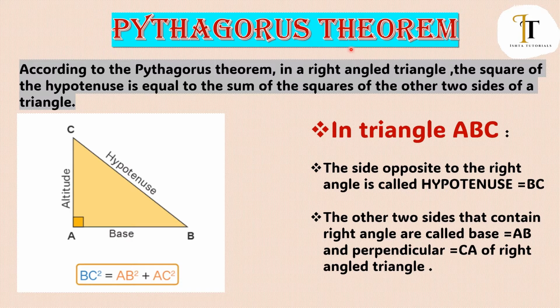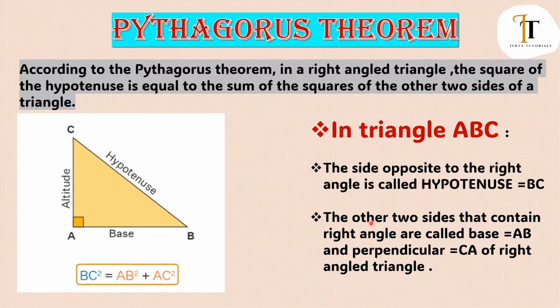Pythagoras theorem. So students, it's a very important theorem from the exam point of view. So please listen and understand it carefully. Now in triangle ABC, we can see that one angle should be 90 degrees. Why is it so? Because only then can we apply the Pythagoras theorem. So the side opposite to the 90 degree angle is called the hypotenuse, that is CB, and it is the largest side of the triangle as well.